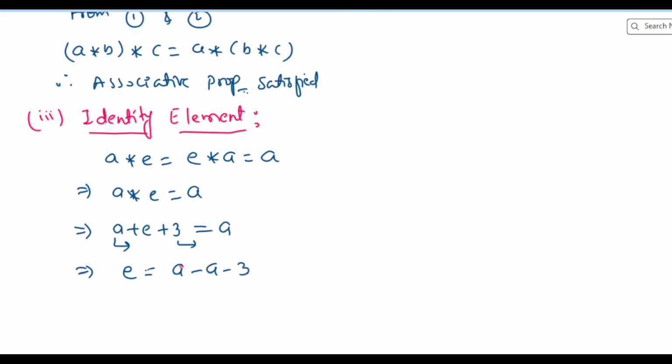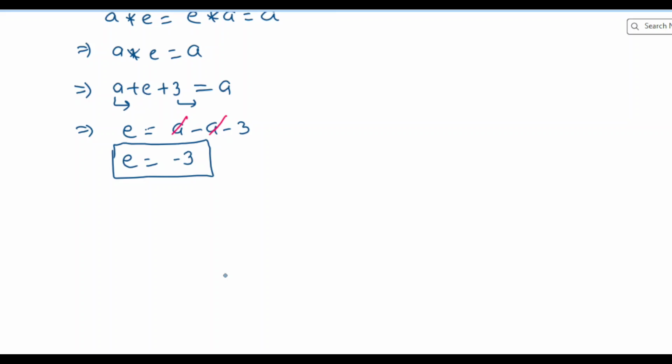So you can cancel plus a with minus a. What is the remaining term here, my dear students? e is equal to minus 3, isn't it? Therefore e is equal to minus 3 is the identity element, which means the identity element exists. So this property is also satisfied.